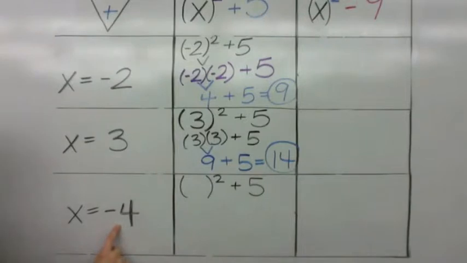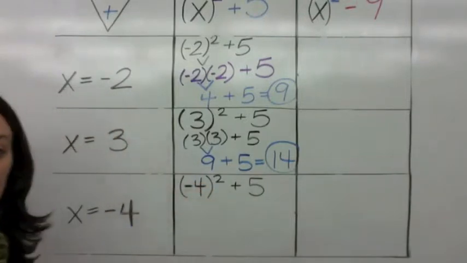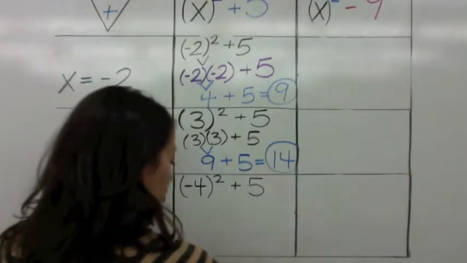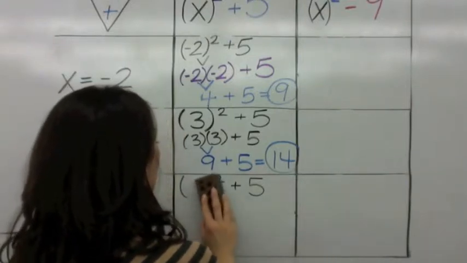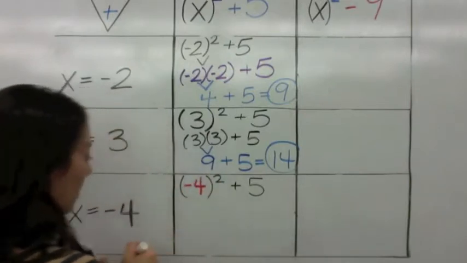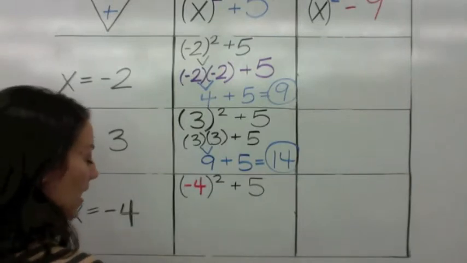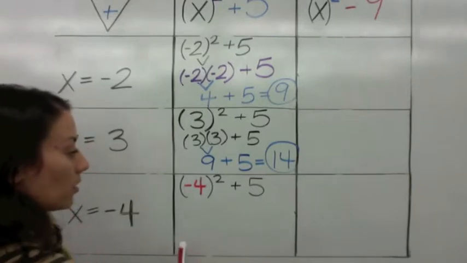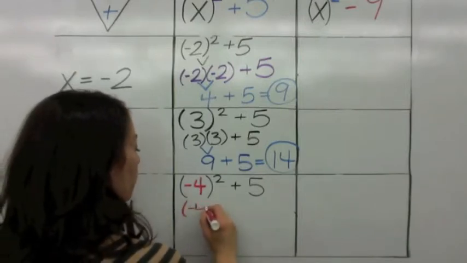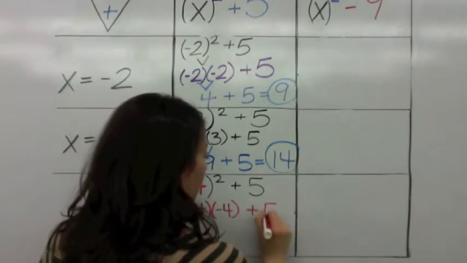More. What are we going to put in the parentheses? What is x here? X is negative 4. Okay. And I'm actually going to make this red so you know it's a negative number. Okay. So now we're going to go ahead and multiply negative 4 by itself. How many times? 2 times. So you're going to put 2 negative 4s in parentheses touching. Then you're going to add 5.